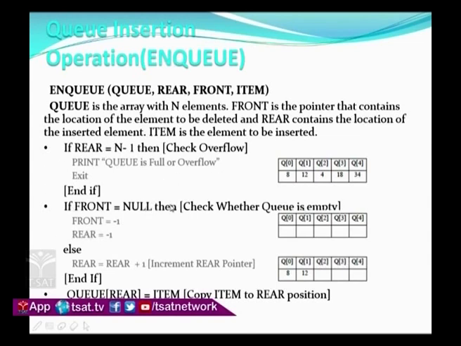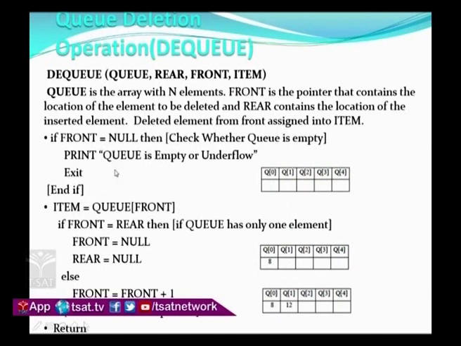Then if front equal to null, check whether the queue is empty. In this case, if front equal to null, we can enter items into that queue. Front equal to minus 1 and rear equal to minus 1 is nothing but null, meaning the queue is empty, so there is a chance we can enter. Now rear equal to rear plus 1, and at rear the item is stored. This is the enqueue operation.